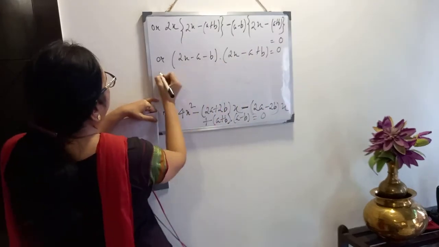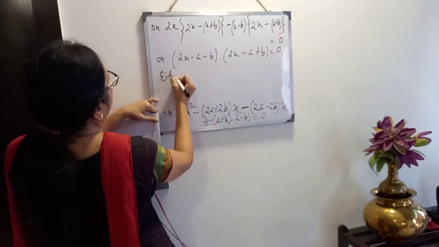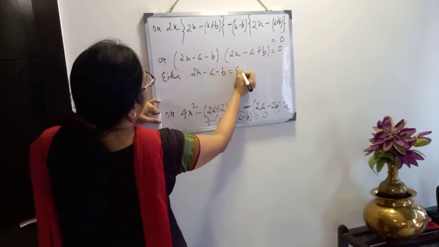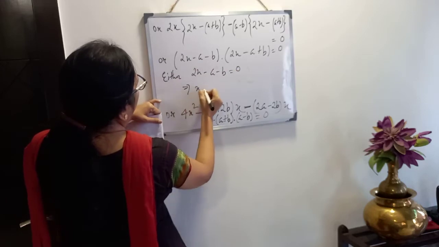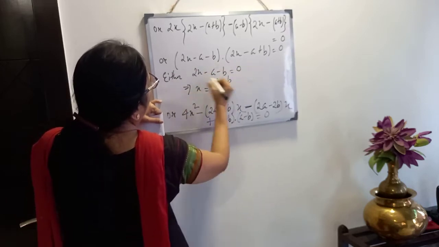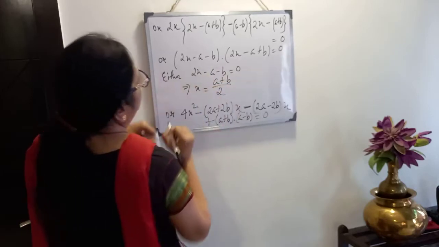Either this is 0 or that is 0. Either 2x minus a minus b equal to 0. That means what will be the value of x? It will go to the right side, both will be positive, and there is by 2.